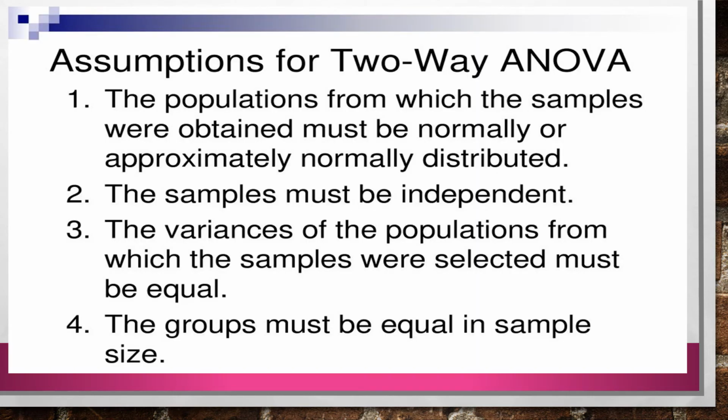Okay, for the assumptions of two-way ANOVA: number 1, the populations from which the samples were obtained must be normally or approximately normally distributed. Number 2, the samples must be independent. Number 3, the variances of the populations from which the samples were selected must be equal. And lastly, the groups must be equal in sample size.